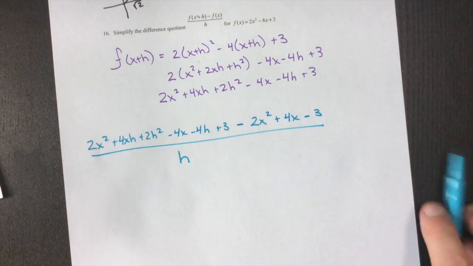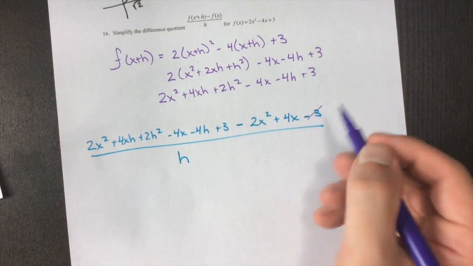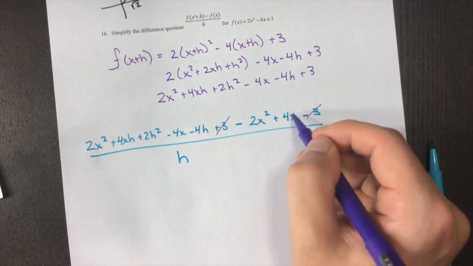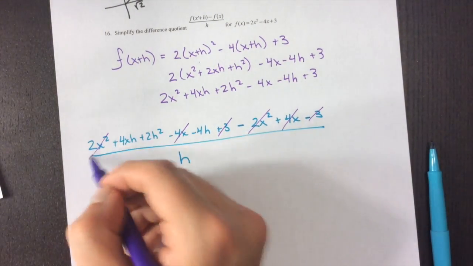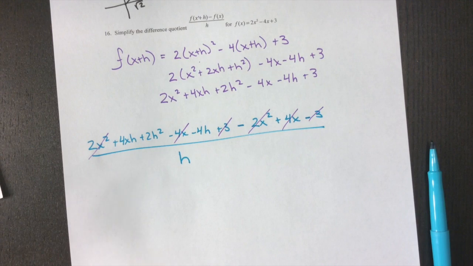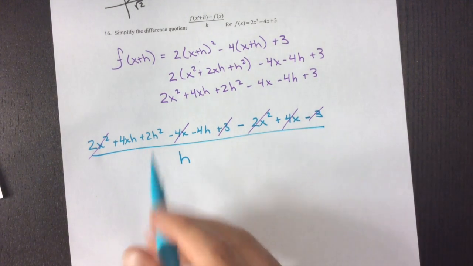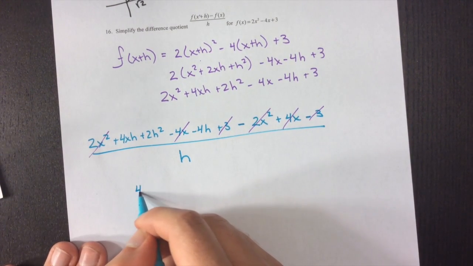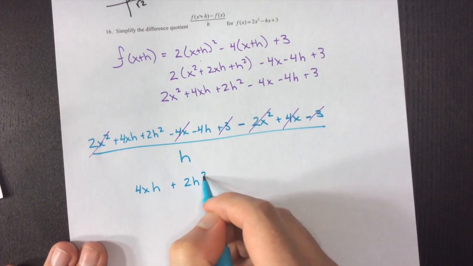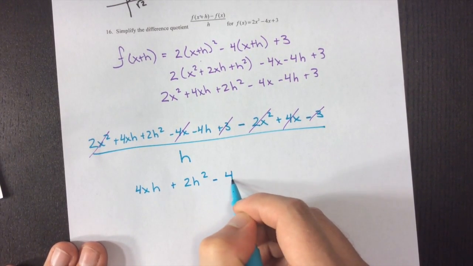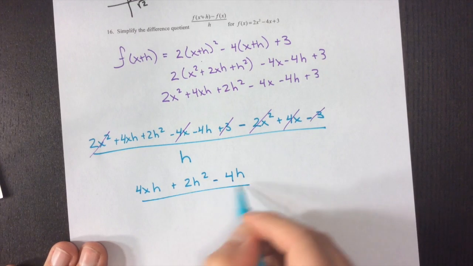Now, if I look on top, I have some like terms. Negative 3, positive 3, positive 4x, negative 4x, negative 2x squared, positive 2x squared, leaving me only with 4xh plus 2h squared minus 4h all over h.